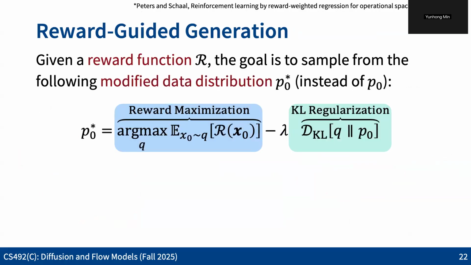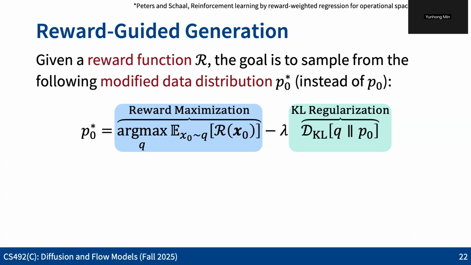I'm not going to get into the details of the RL formulation, but this is based on some of the RL literature. Without any background for that, what we can see is that now we want to sample the final data point not from the original data distribution, P0, but from a newly defined data distribution, defined as the output of a maximization problem. So this is a redefined data distribution, and we want to sample from here.